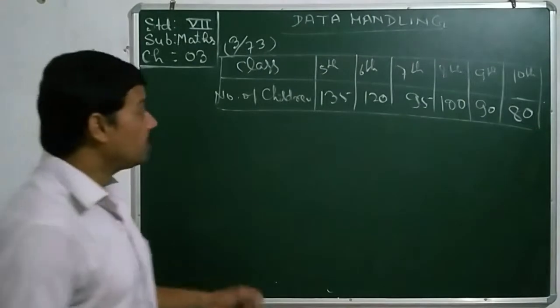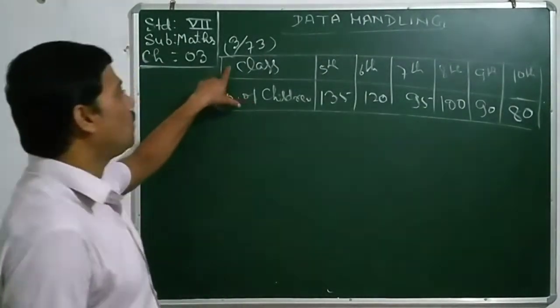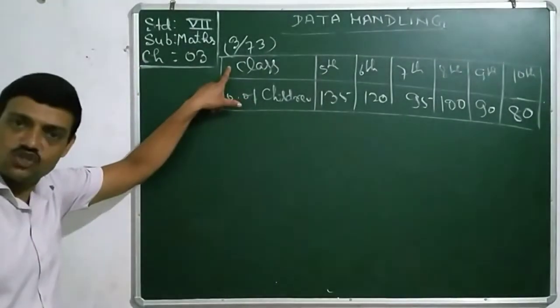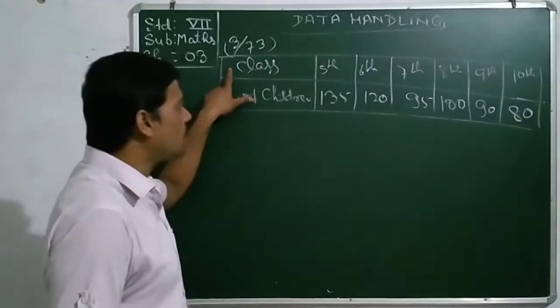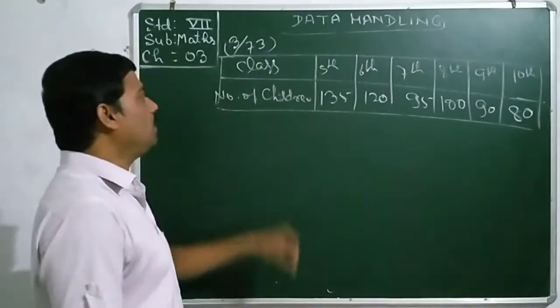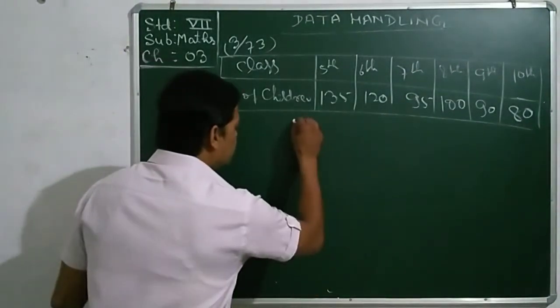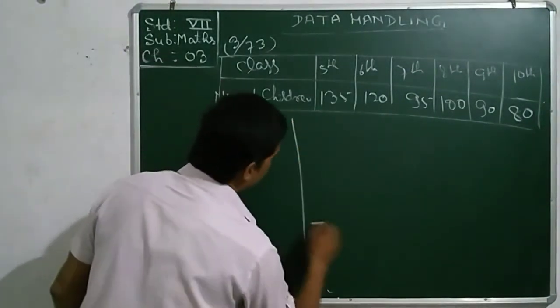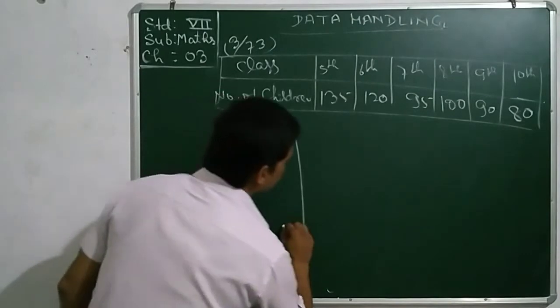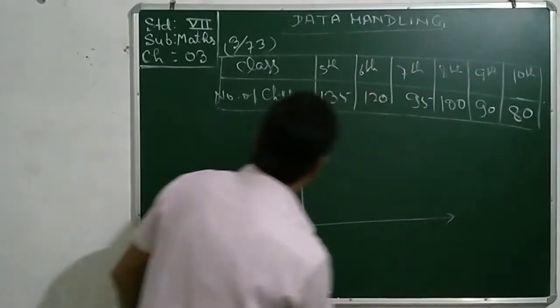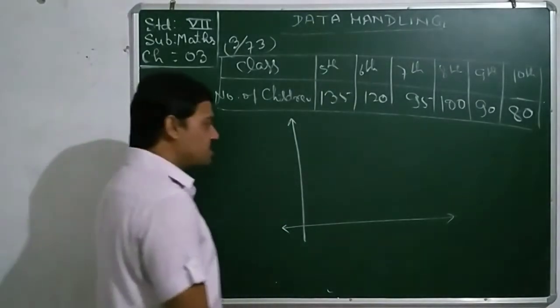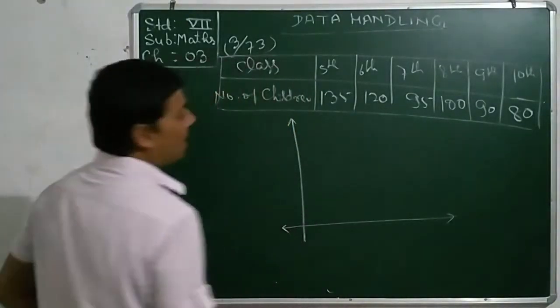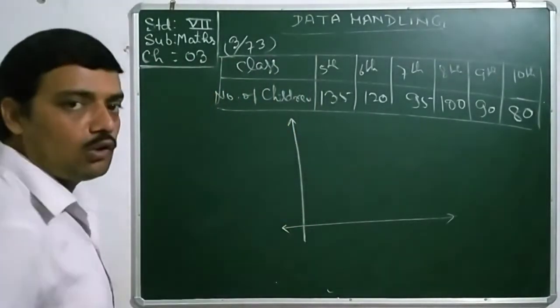To draw the bar graph, two things are required. One thing is to be represented on one axis, that is class, and on the other axis, the number of children. Consider this is the bar graph. Don't look at the perfection of the figures, only look at the conclusions and the way I show you how to represent the sum.